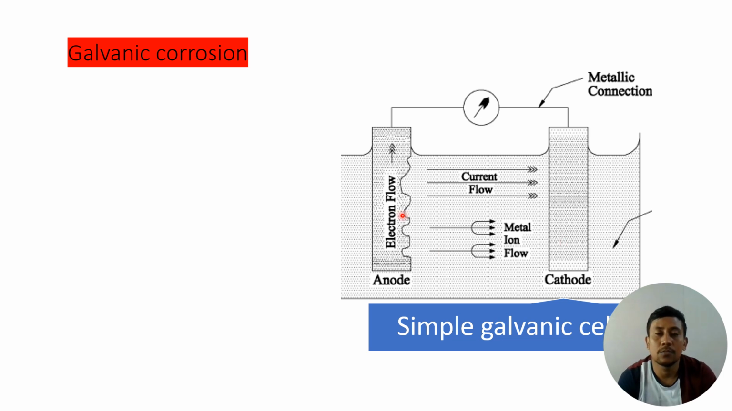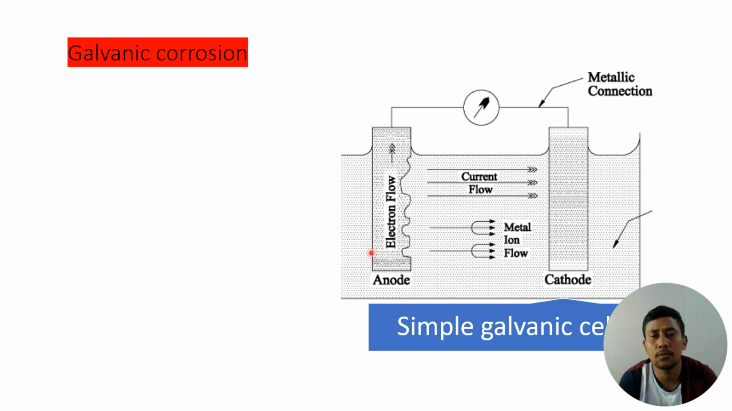And the anode, you can see, is a sacrificial anode also, because it is sacrificing itself to protect the cathode. So I provide an image. You can clearly see from that image that this anode is being corroded and the cathode is remaining intact.